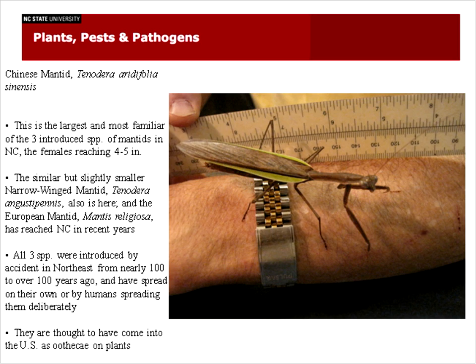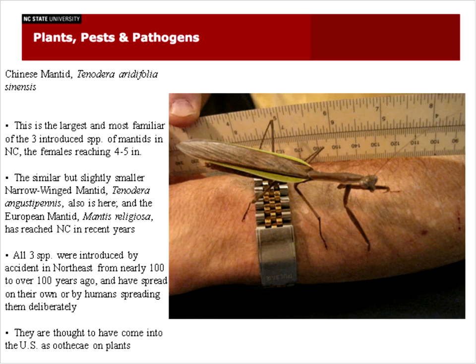So, this one is nearly 4 inches long. A female can reach 4.5, 5 inches long, and probably be half again as heavy as a male. 2 other species are present here in North Carolina, 2 introduced species. One, the narrow-winged mantis, Tenodera angustipennis, similar to the Chinese manatee, a little smaller, and body proportions are a little bit different. And also recently the European manatee, which has been present in New York, well, the Northeast for probably over 100 years, has recently been detected and photographed in North Carolina.